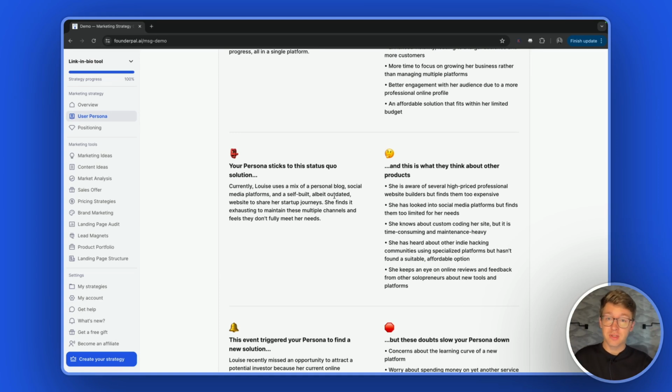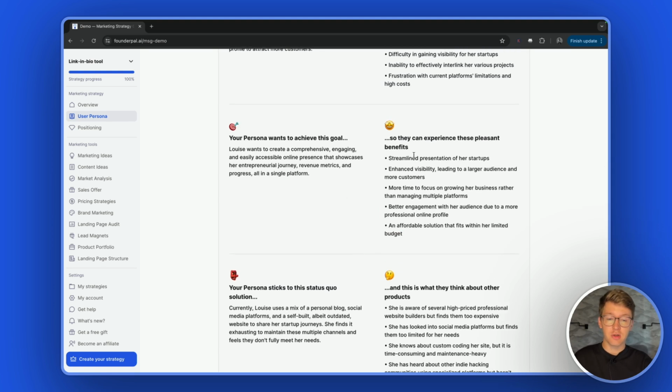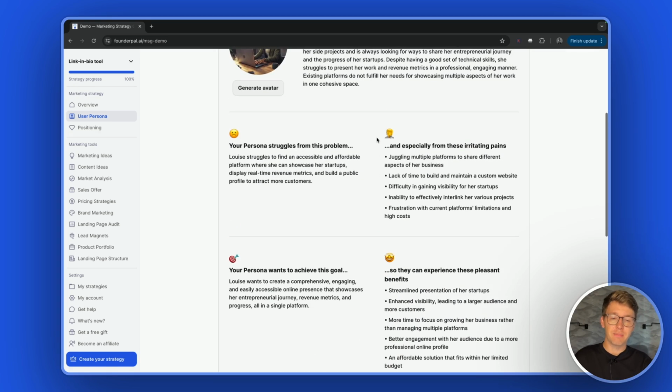It will be very personalized to your business and very actionable, so you can actually go and use it in your marketing. For example, if you're writing an email, you can just grab these benefits and include them to make your offer more desirable. If you're creating a landing page, you can, for example, have a blog about negative consequences to catch the attention of your audience.